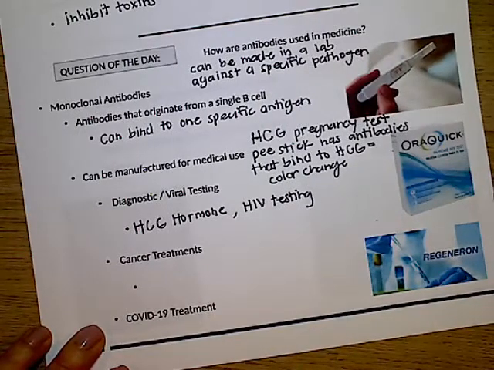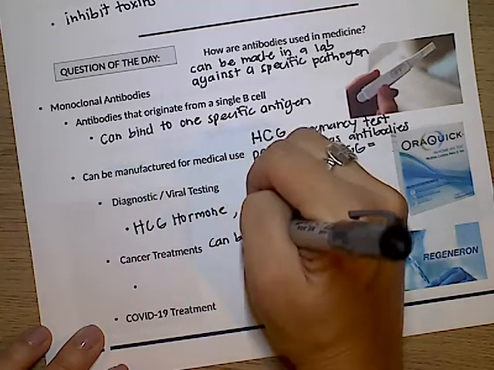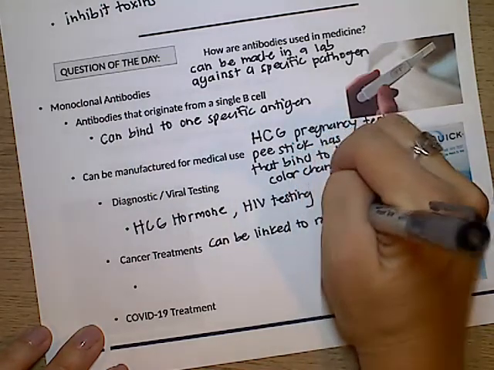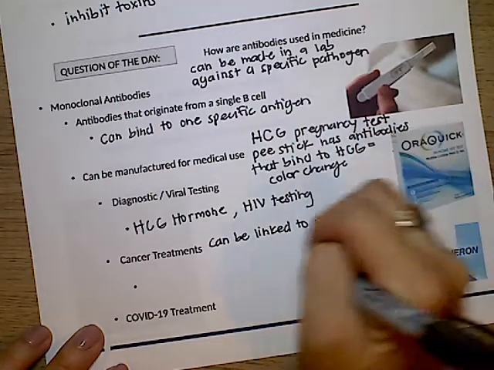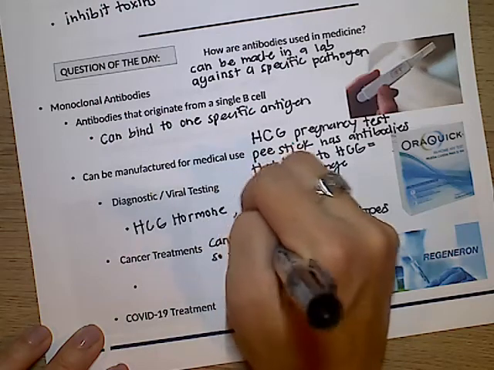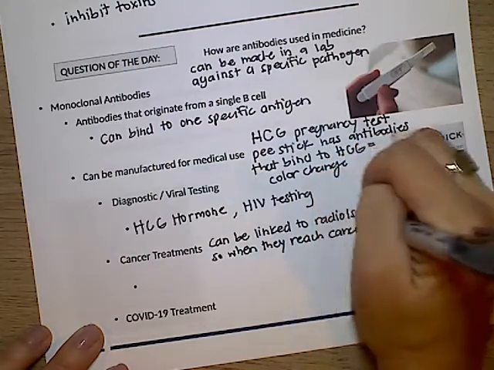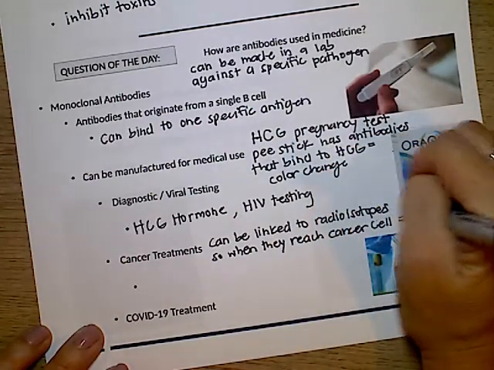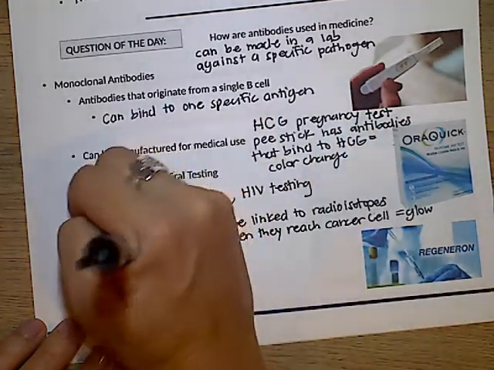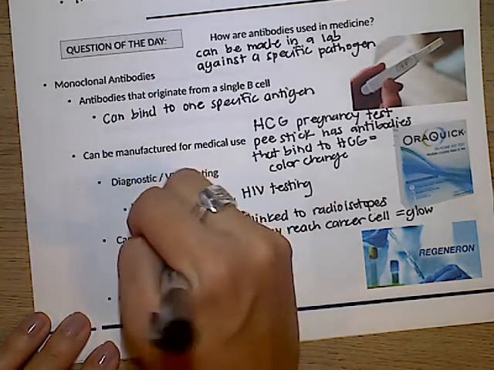For cancer treatments, a couple of things, they can be linked to radioisotopes. So when they reach cancer cells, they glow, and you can see this sometimes in a PET scan, but you don't have to know the details, just that it can be used for cancer treatments. And it can also produce cancer antigens.